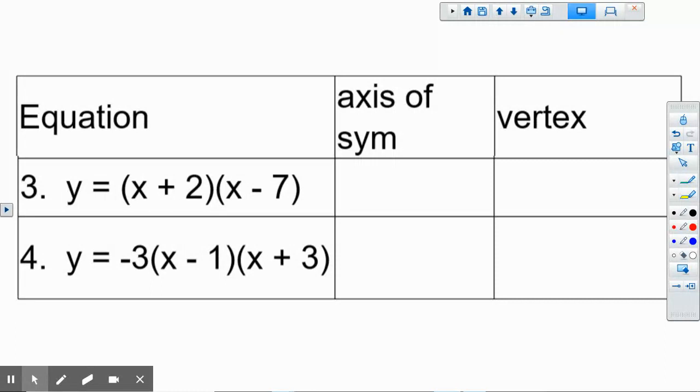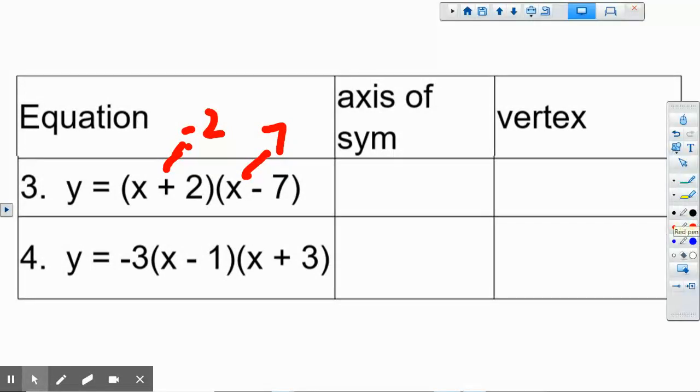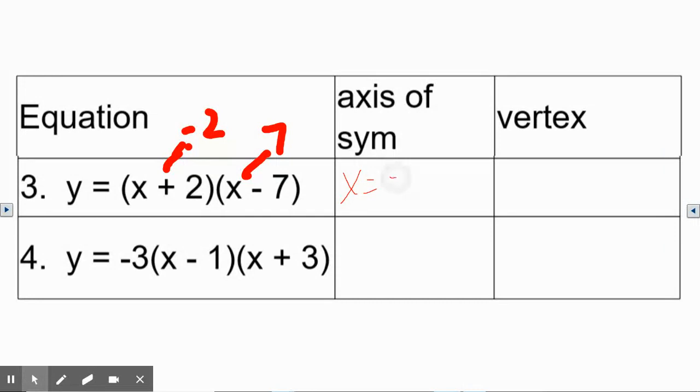So on the first one, what I have here is an x-intercept of negative 2, since negative 2 plus 2 is 0, and positive 7. So for the axis of symmetry, I'm going to take x equals negative 2 plus 7 divided by 2. Let's see, that would be 2.5. Like 5 over 2 is 2.5. So therefore, the vertex is at 2.5, something. Then we're going to take that 2.5 and we're going to plug it into each of those parts, and we're going to see what it is.